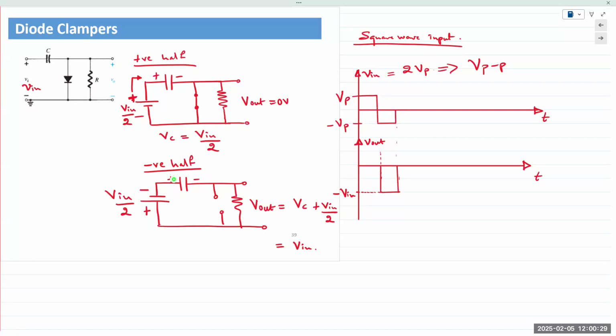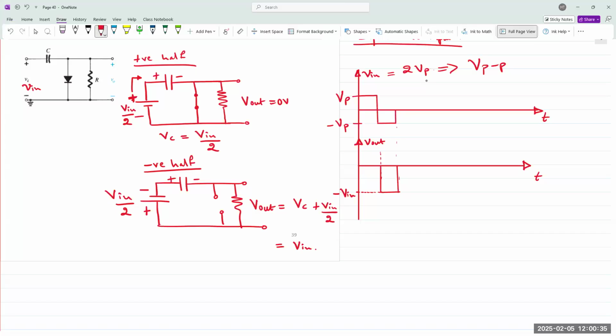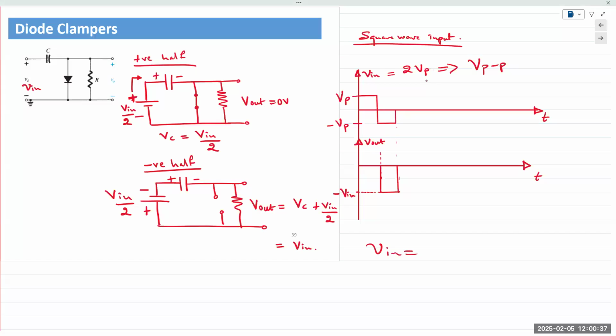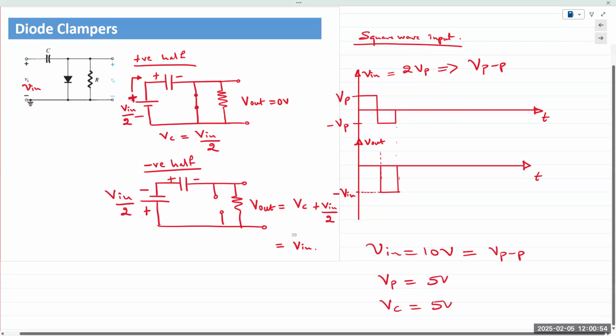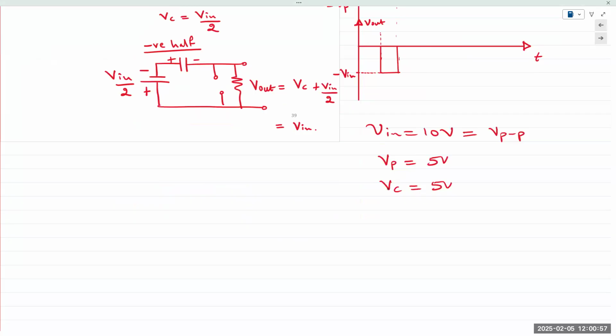VC could be any value. Let's use numbers. Let's say your V in is 10 volts. This is volts peak to peak. So VP is 5 volts. So your VC would be 5 volts. In the negative half cycle, V out would be VC plus V in over 2, which would be 5 plus 5, 10 volts.